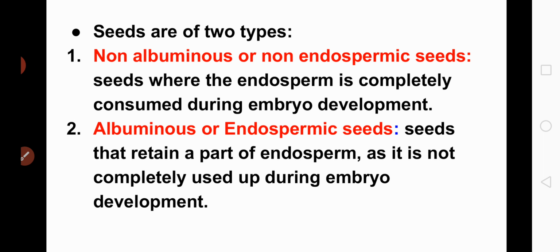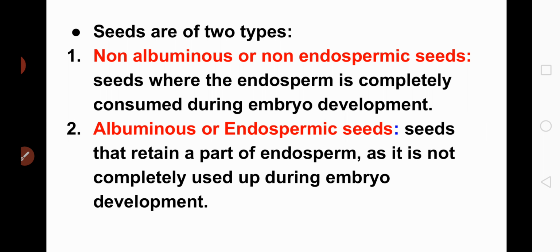And based on the presence or the absence of endosperm tissue, the seeds are of two types: non-albuminous or non-endospermic seeds and albuminous or endospermic seeds. Okay, so what do you mean by non-albuminous or non-endospermic seeds?